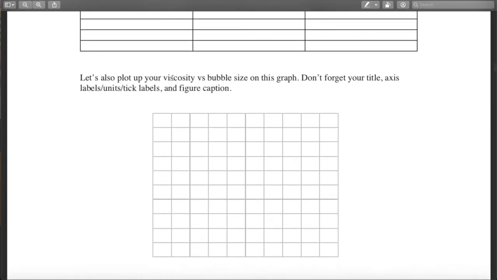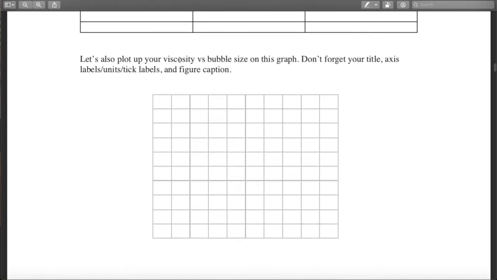We're going to plot the viscosity against the bubble size. So here it's quite clear the viscosity is the independent variable. It goes on the x-axis, and the bubble size is the dependent variable. It goes on the y-axis.